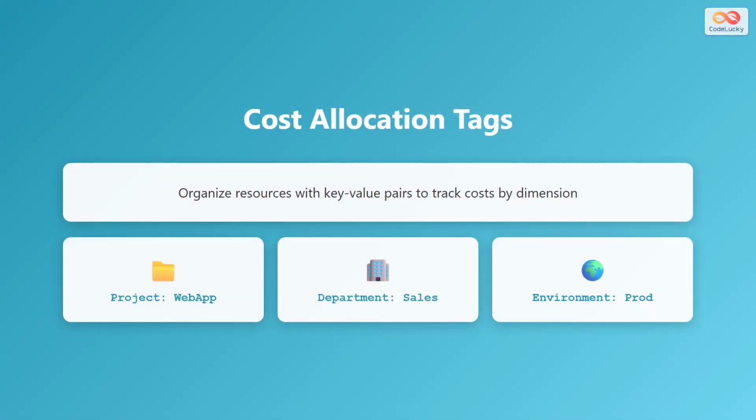Cost allocation tags are key value pairs that you attach to AWS resources to organize and track spending by different dimensions. For example, you might use a project tag with values like web app or mobile app to separate costs by project. A department tag with values like sales or marketing helps track which teams are spending what. An environment tag with values like production, development, or testing allows you to see how much each environment costs. Consistent tagging across all resources is essential for accurate cost tracking and chargebacks.